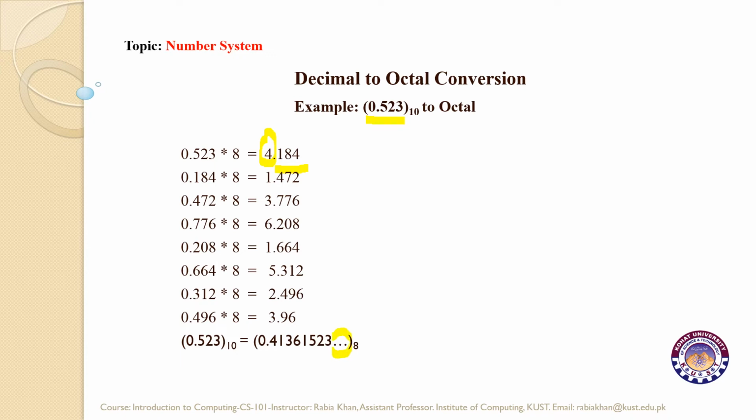Here you can see how we write the answer in top to bottom manner. So 0.523 in base 10 is equal to 0.41361523 and so on. These 3 dots actually mean the result is non-terminating and it goes on. But don't forget to write the base. So it is base 8. I hope I have answered your question which you were asking in the previous lecture.